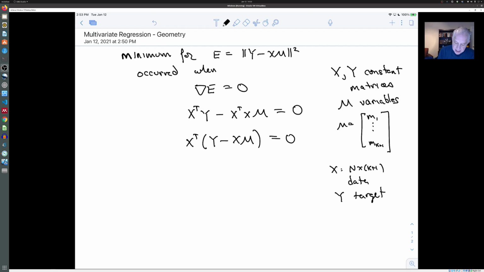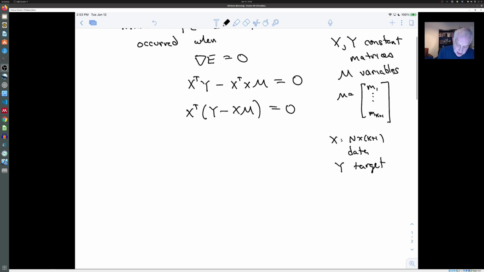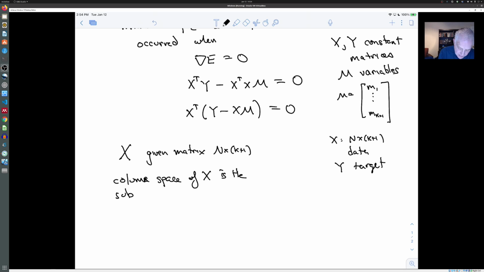So how do we make sense out of this equation from a geometric perspective? For that, we need to remind ourselves a little bit about linear algebra. So let's remember that if you have a given matrix x which is n by k plus 1, the column space of x is the subspace of Rn spanned by the columns of x.